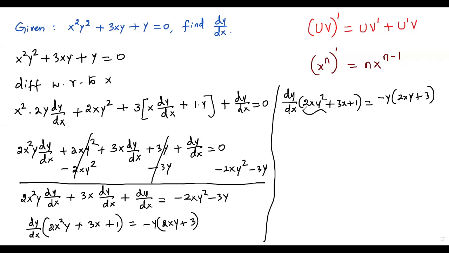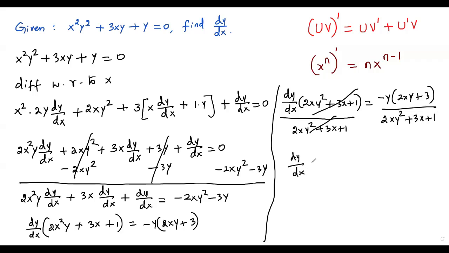So I have to get rid of the expression which is multiplied by dy over dx. Let me divide both sides by 2xy squared positive 3x positive 1. This one will cancel out. I'm getting dy over dx equals negative y times 2xy positive 3, over 2 times xy squared positive 3x positive 1.